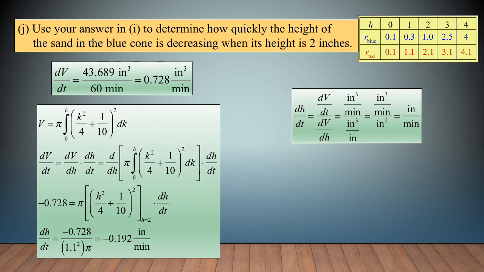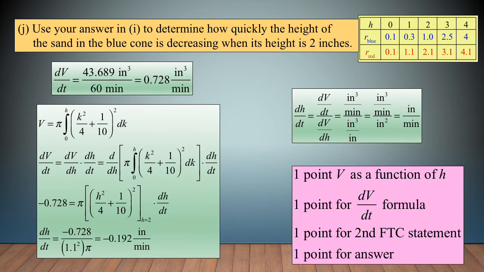So using cancellation, dV/dt is cubic inches per minute over square inches, and this gives inches per minute. 4 points for this problem. 1 point for writing V as a function of h. 1 point for our dV/dt formula. 1 point for using the second fundamental theorem of calculus statement, and then 1 point for the final answer.